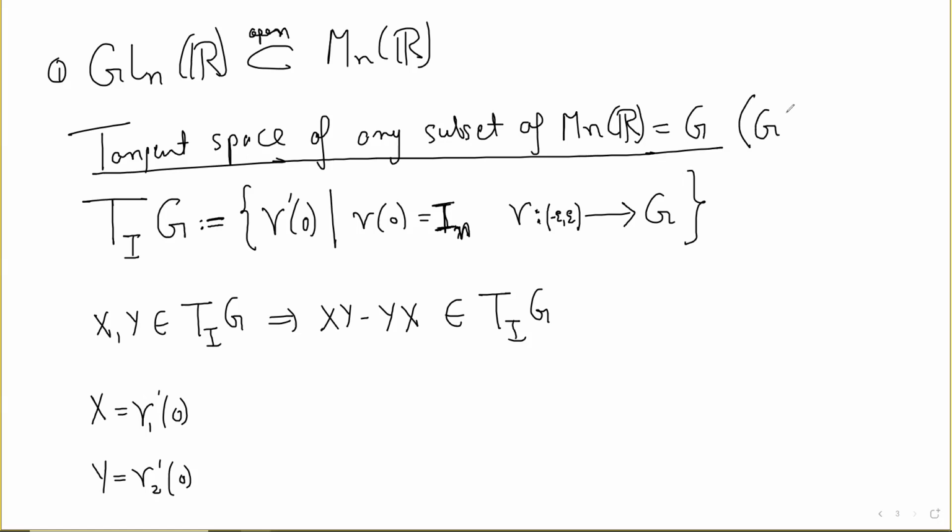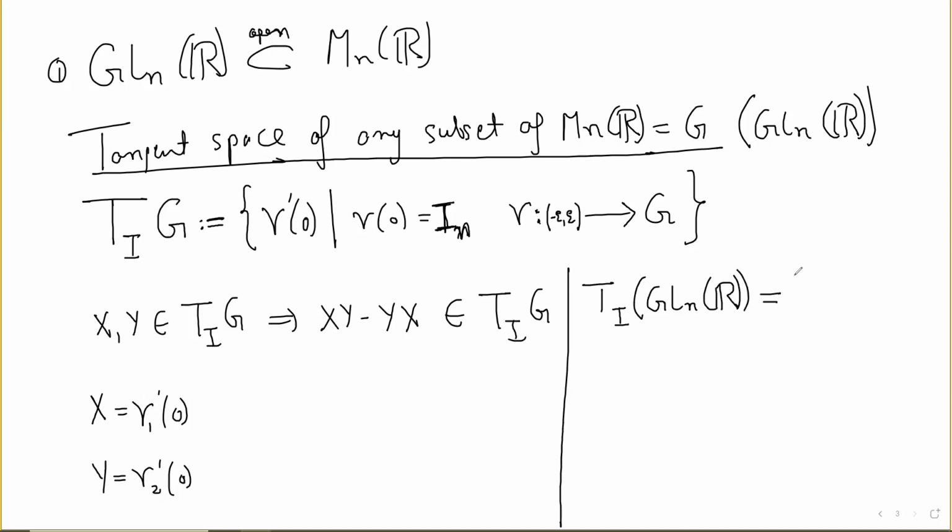So maybe I should also write GL_n(R), and then we can. Yes, right. So the tangent space is M_n(R). Then also this will be true. So can we just separately prove that the tangent space is M_n(R)? Let's see. Tangent space of GL_n(R) is equal to M_n(R). Look, if you can prove this, then this is done. Although I would say, of course, that's not a good way to do this, but then it is done.